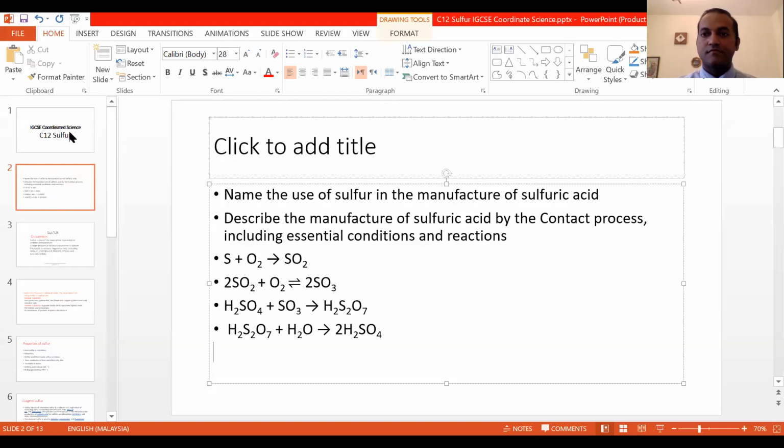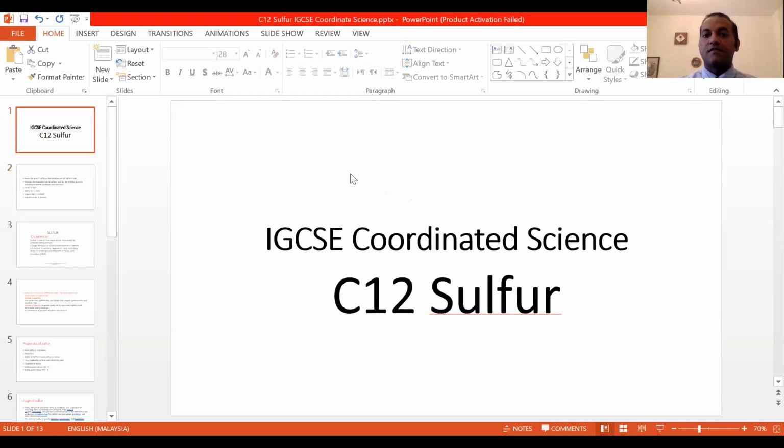So for today's lesson, we are learning about chapter 12. It is about sulfur. Okay, so sulfur is a non-metal in the periodic table. It is in group 6, right below oxygen.